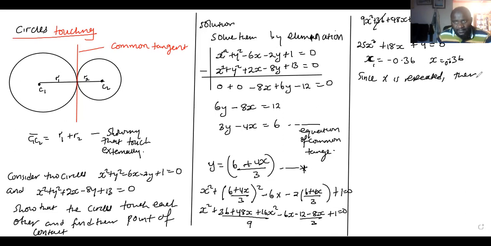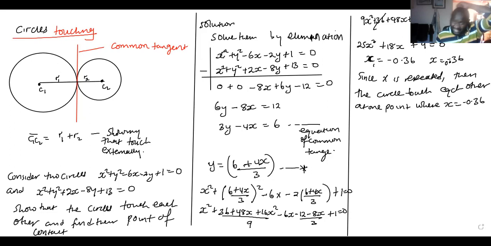Hence, since x is repeated, the circles touch each other at one point where x is negative 0.36. We understand that? I was worried that it might give me two different values. When it gives us two different values, it is the next definition we are going for. When it gives us two different values, the circles intersect. Okay? So it is what is coming next.